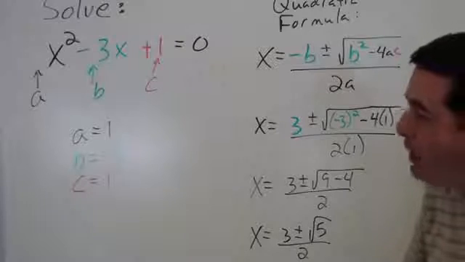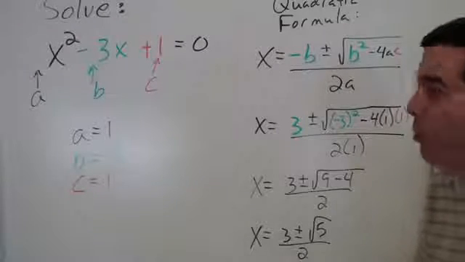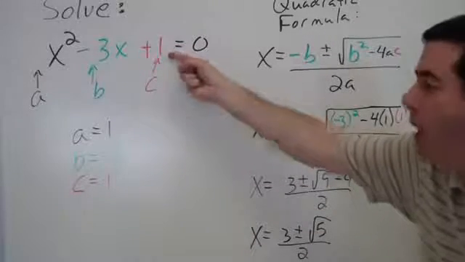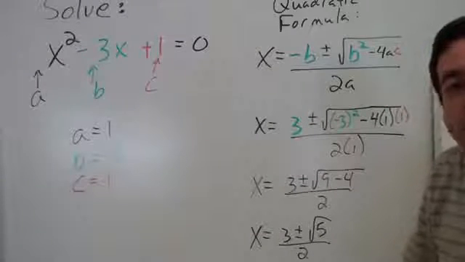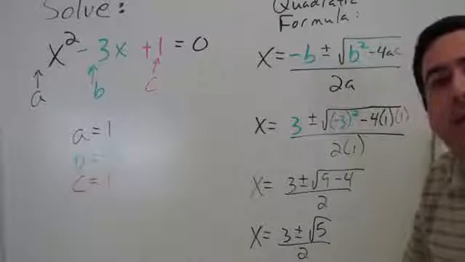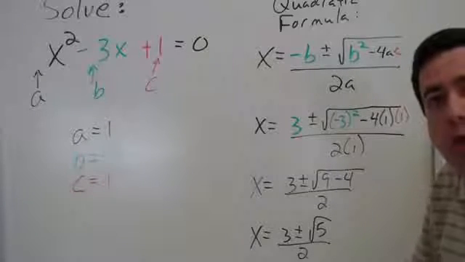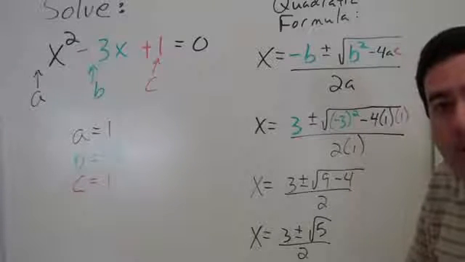Now, I would always want to look to see if I can factor this first, but this one won't factor. The only factors of 1 would be 1 and 1. That doesn't add up to the 3 that we need in the middle. If we cannot make something factor, then the second way for us to solve an equation with a degree of 2, a quadratic equation, is what is known as the quadratic formula.